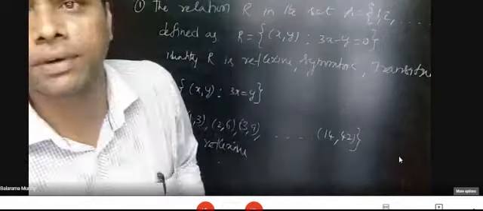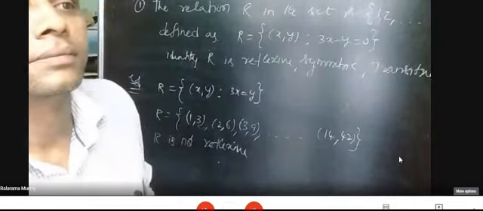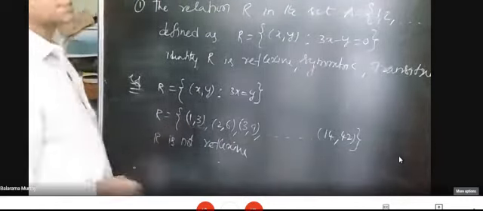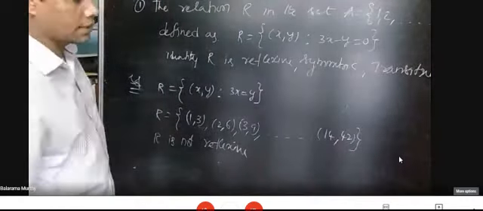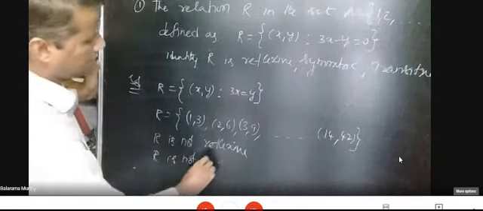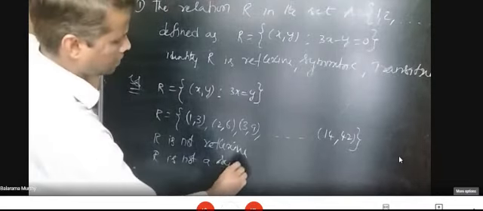Next, symmetric. What is the definition of a symmetric relation? A comma B belongs to R, then B comma A also belongs to the relation R. Take care: 1 comma 3 is there, but 3 comma 1 is not there. So R is not symmetric.